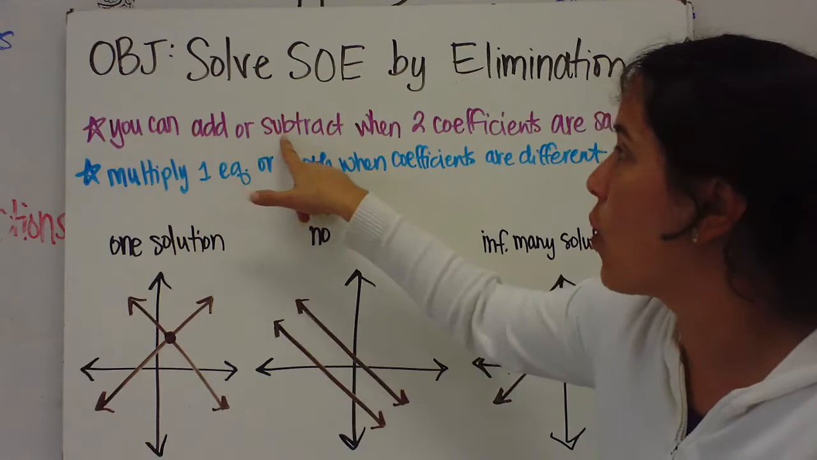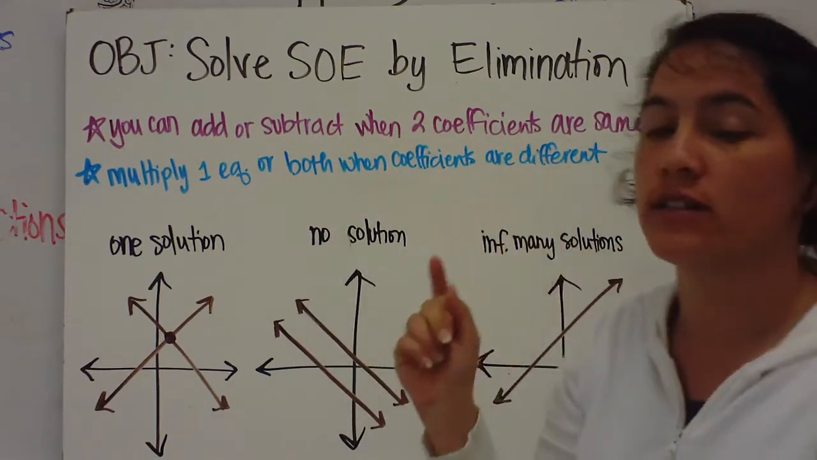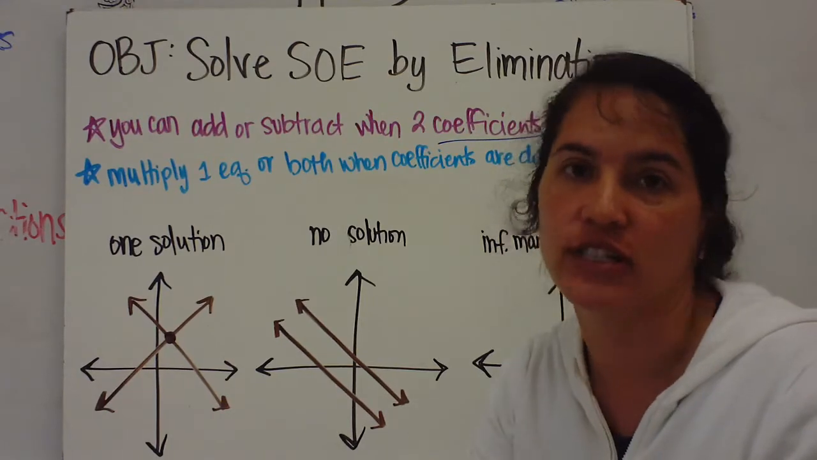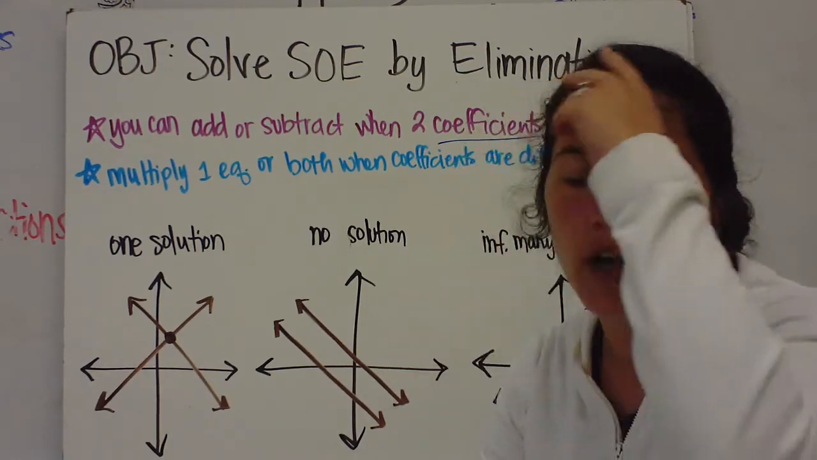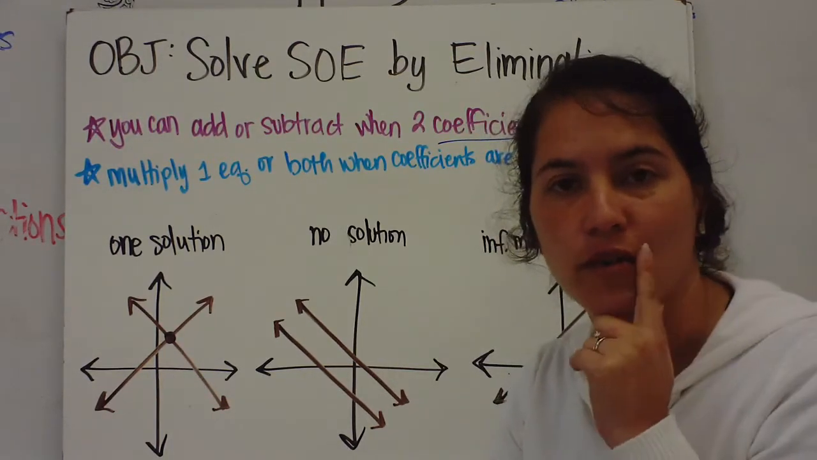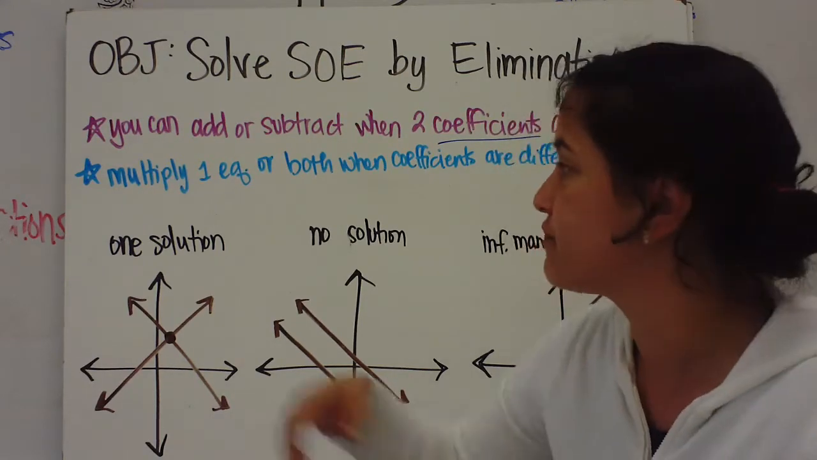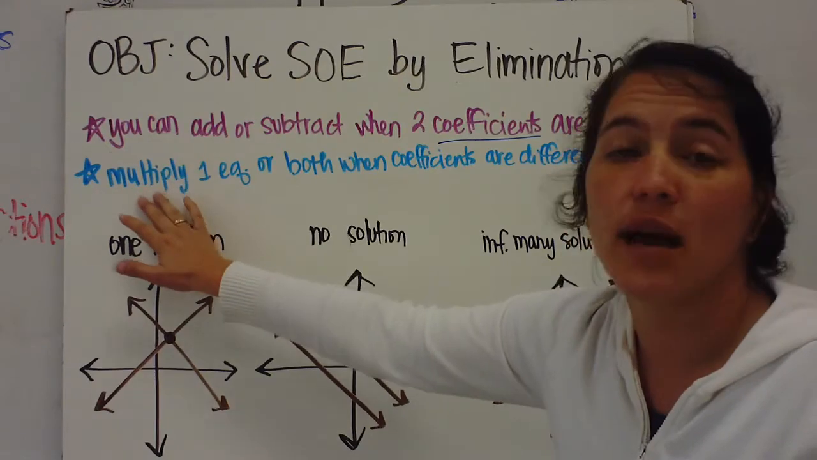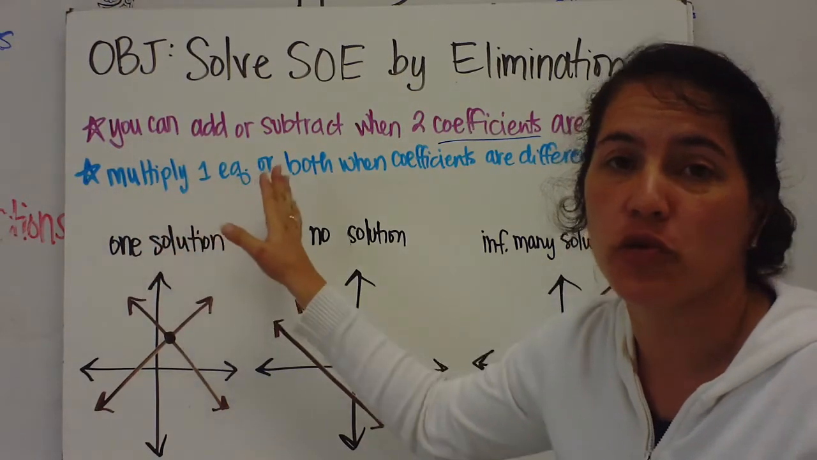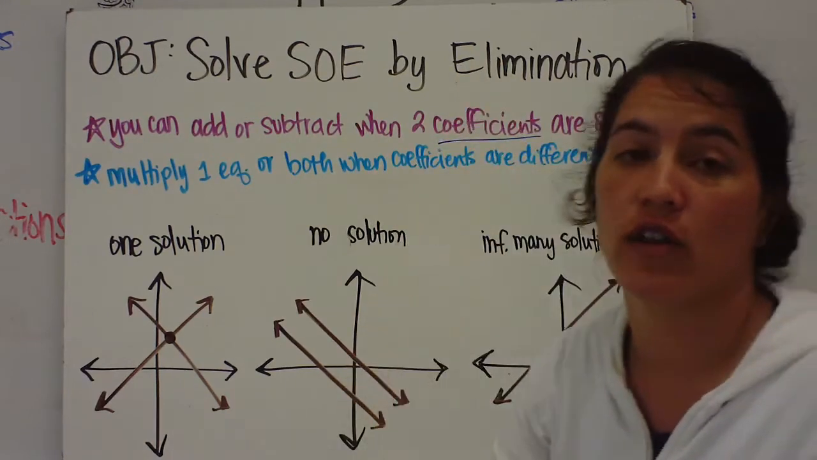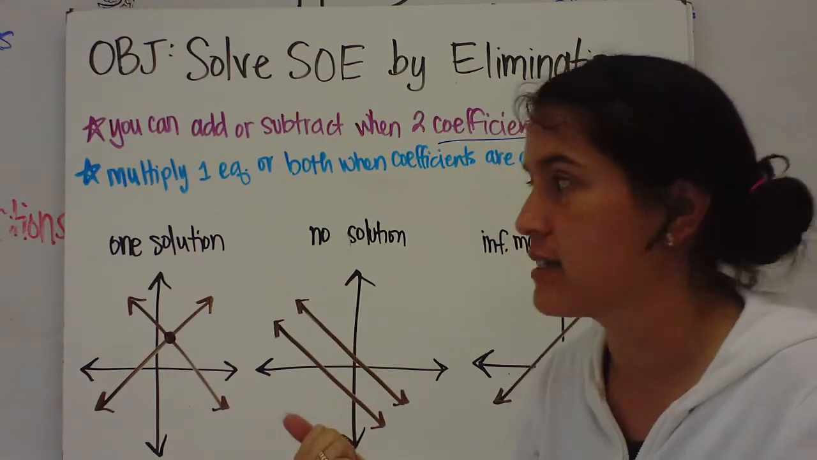You can add or subtract when two coefficients are the same. The coefficient is the number in front of the variable. So the number in front of the x's or the number in front of the y's. If the two coefficients are the same, then you can either add or subtract them. Sometimes you might have to multiply one equation or both of the equations to get two coefficients that are the same. And I'm going to show you all of these examples in a moment.